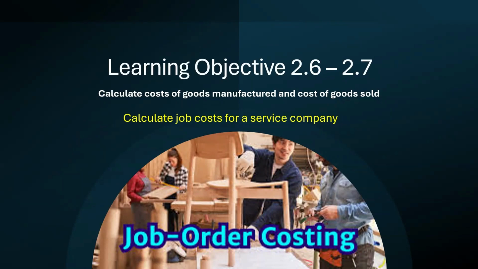So in this video, we will discuss learning objectives 2.6 and 2.7. 2.6 is calculate cost of goods manufactured and cost of goods sold. And learning objective 2.7 deals with calculate job costs for a service company.